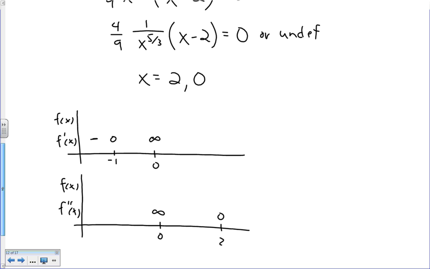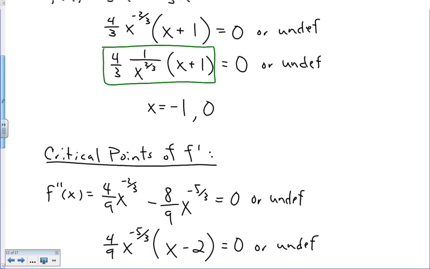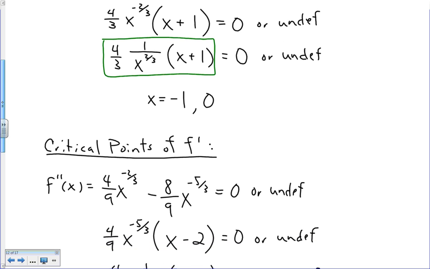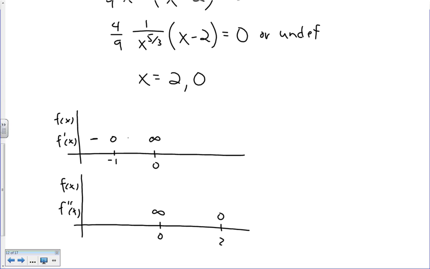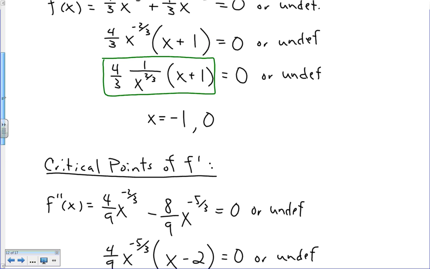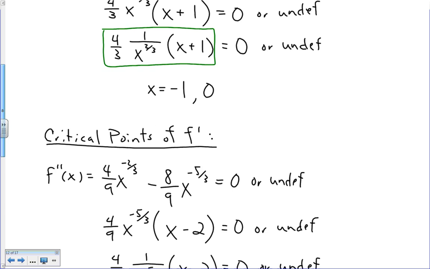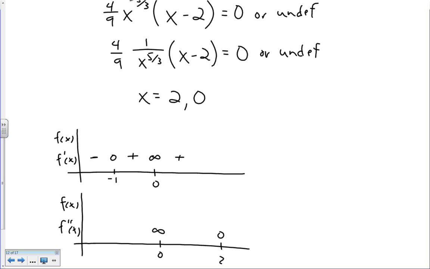Now pick a number between -1 and 0. Again, the 4/3 is positive, and the same argument tells me that 1 over x to the 2/3 is going to be positive, so it really comes down to this last factor here, x plus 1. If I plug in -1/2 and add 1 to it, that becomes positive. So I have a positive times a positive times a positive, this is positive. And now look what happens after 0. Let's plug a value like 1 in. 4/3 is positive, 1 over x to the 2/3 is always positive, 1 plus 1, that's positive, so we end up with a positive times a positive times a positive.